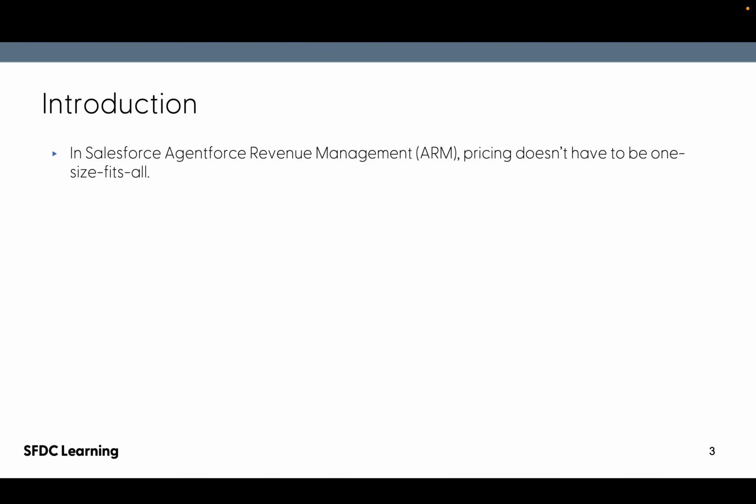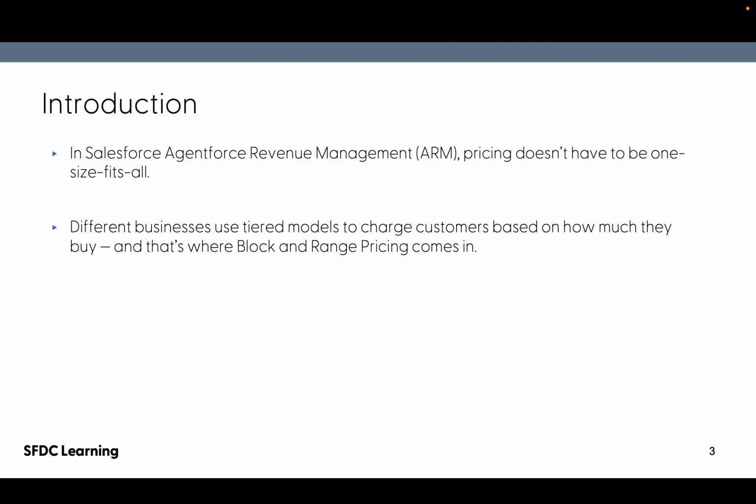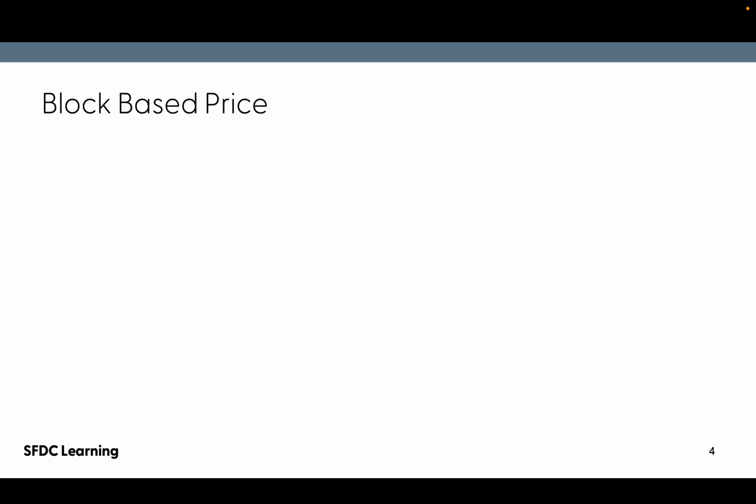So quick introduction. In Salesforce Agentforce Revenue Management, which is now called ARM, pricing doesn't have to be one size fits all. We're not going to price every product at list price, right? We'll be having some different variations of pricing. Different businesses use tiered models to charge customers based on how much they buy, and that's where the block and range price comes in. Now let's look at block based price.